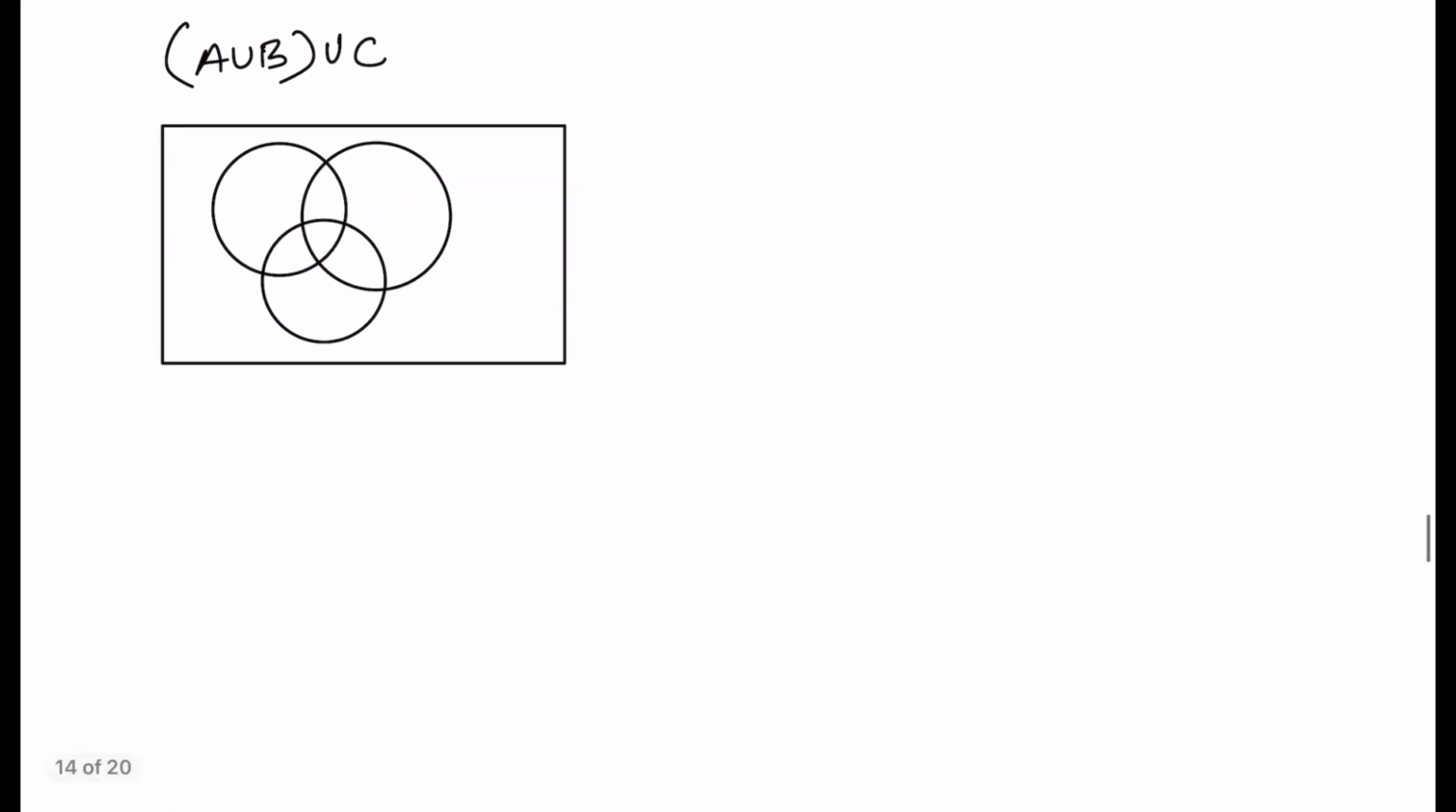Now first is A union B. A union B is the region which has all the elements of A and B. Okay, and we have seen how to shade A and B. If there are two sets, suppose this is A and this is B, then what will A union B be? Which region will be A union B? The whole thing will be the region of A union B. Okay, this whole region will be the region of A union B.